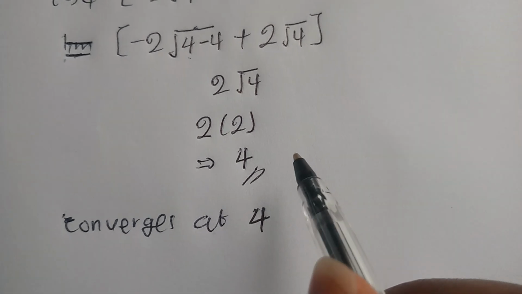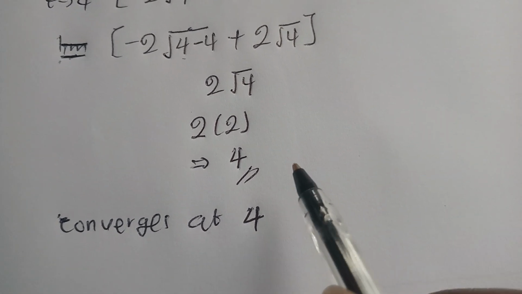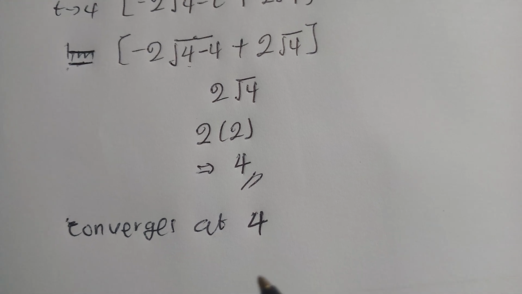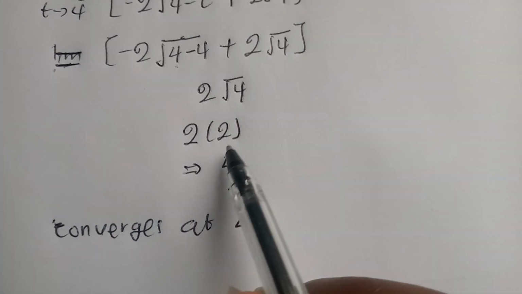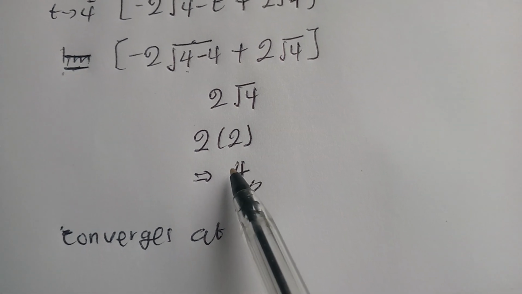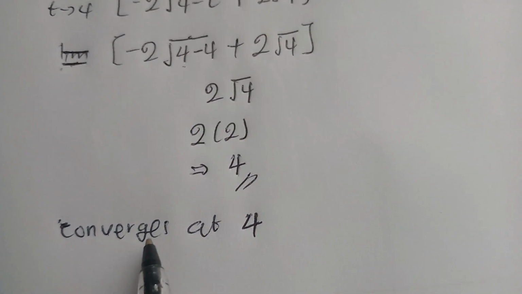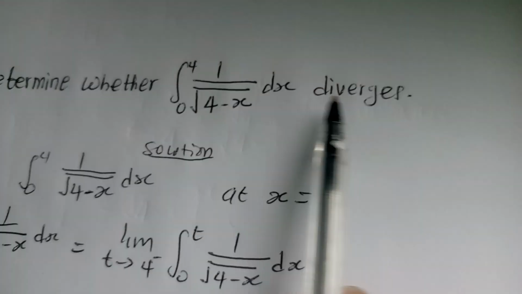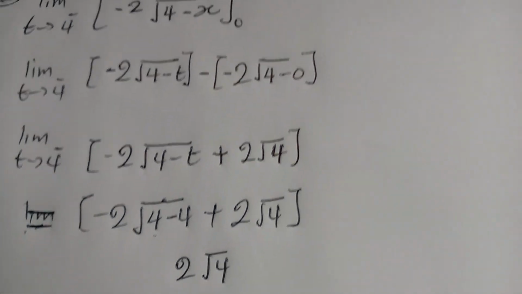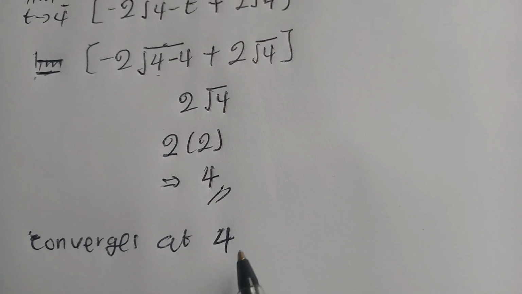When it diverges, then it should give us an infinity value. But now what we have gotten here is a defined value. So we conclude that this does not diverge but rather converges at 4.